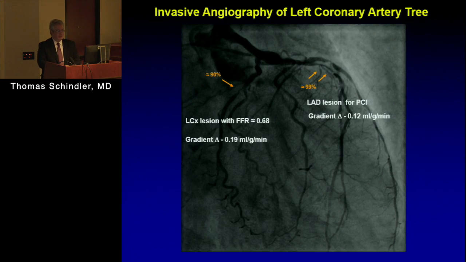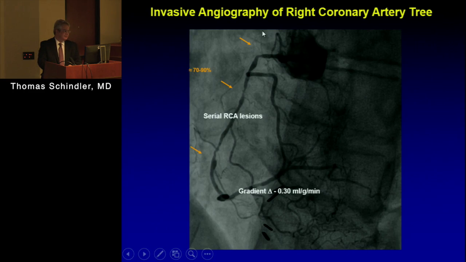And then the patient went to coronary angiography, and you see here in the LAD the lesion where we had seen the perfusion deficit, a high-grade 99% lesion. The gradient was a decrease of 0.17. And then also in the LCX area, there was a high-grade lesion, and also here a decrease in segmental flow of minus 0.19. And in this vessel, we measured also the fractional flow reserve invasively. And then in the other lesions, we had a 70 to 80% lesion, and also here you see a decrease in segmental flow of 0.3 milliliter per gram per minute.